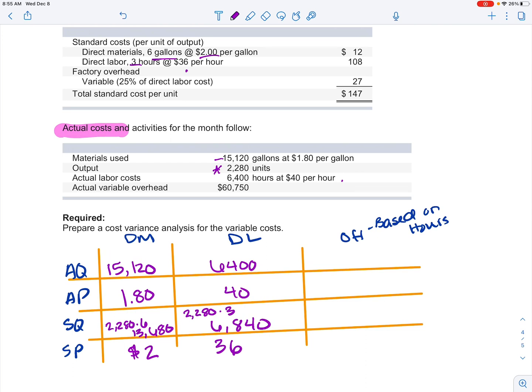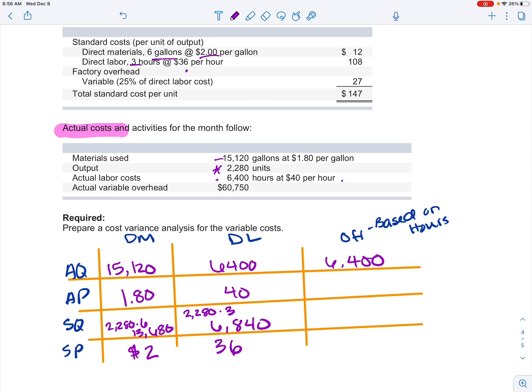Now let's look at overhead. For actual quantity, it's going to be, let's look through this, based on labor hours, so 6,400.